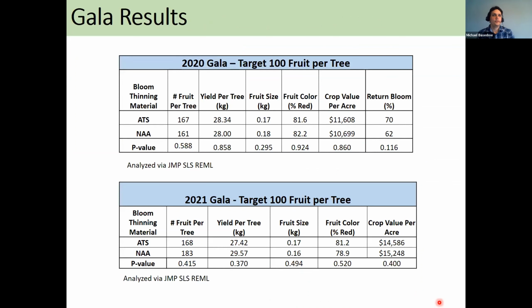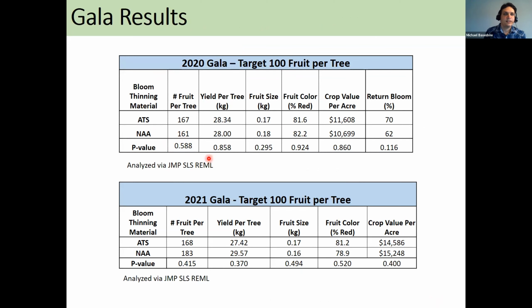So now I want to show you our harvest results for our Gala trials. When we look at our 2020 results, again, just pointing out that our target crop load per tree was 100 fruit. And you can see the number of fruit from both of those different bloom treatments. Generally, we did not quite reach our target. And in fact, we saw very few differences in terms of the number of fruit per tree.